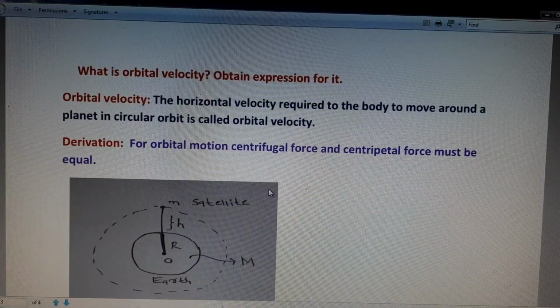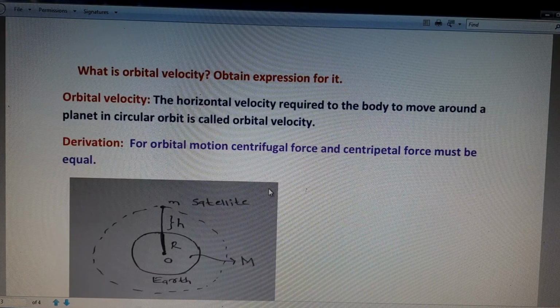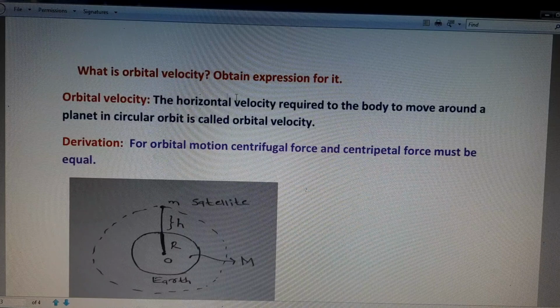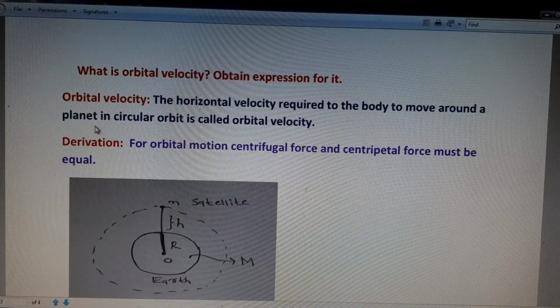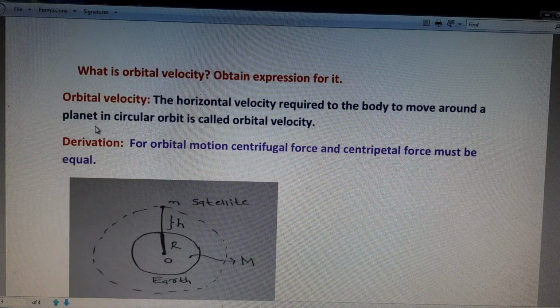Okay, students, the next important 4 marks question is, what is orbital velocity? Obtain the equation for it. So first we can define orbital velocity. The horizontal velocity required for a body to move around a planet in a circular orbit is called orbital velocity. So we can derive the equation for orbital velocity.